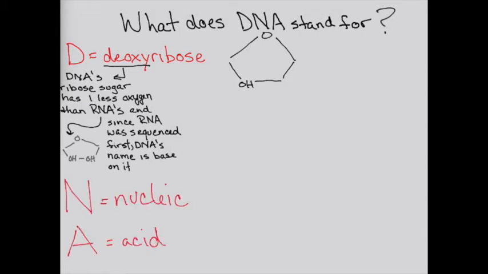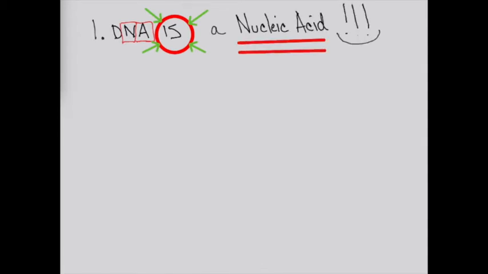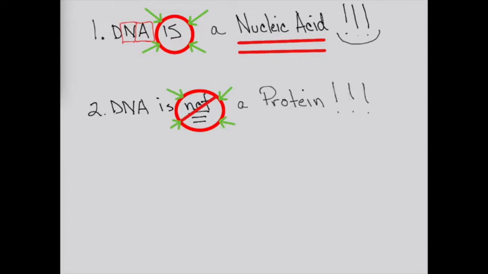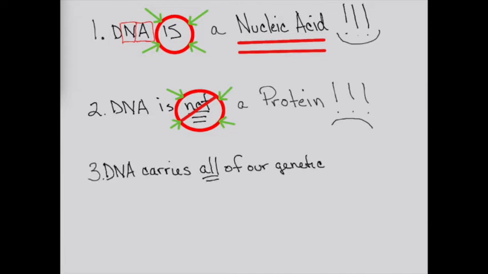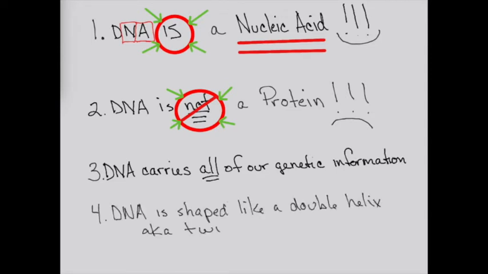All right. And the N stands for nucleic and the A stands for acid. So DNA is a nucleic acid. So is RNA, because the NA stands for nucleic acid. DNA is not a protein. DNA has all of the information for you to make proteins, but DNA is not a protein. It is a nucleic acid. It carries all of our genetic information, which we've already covered, and it's shaped like a double helix, right?